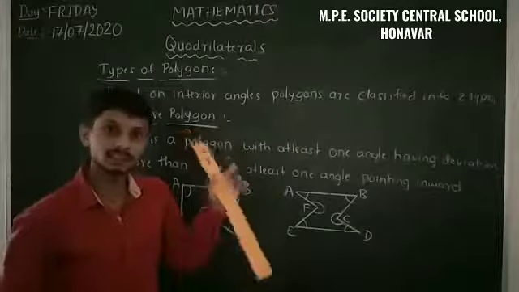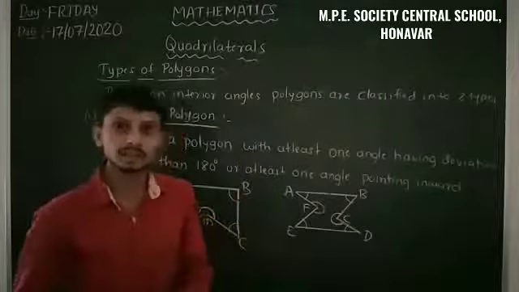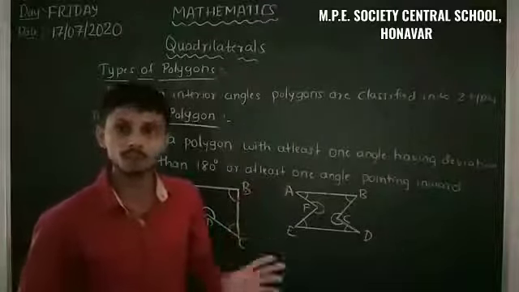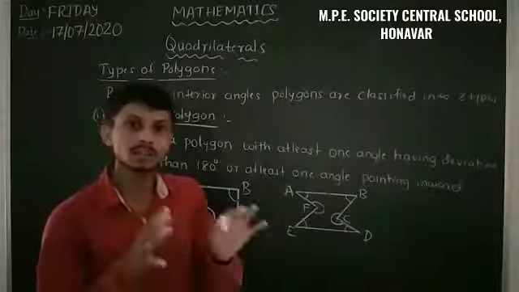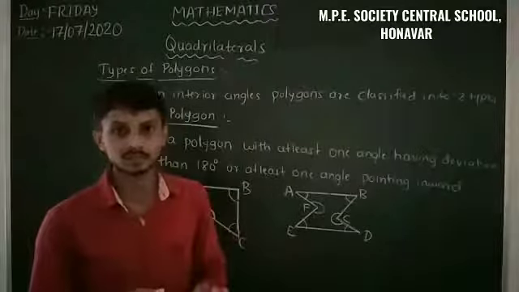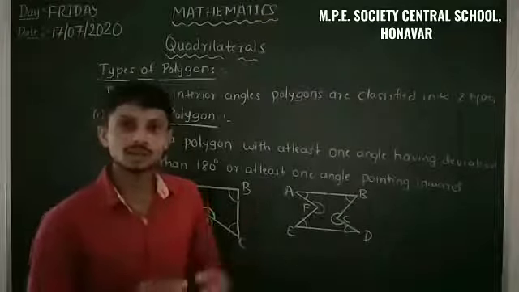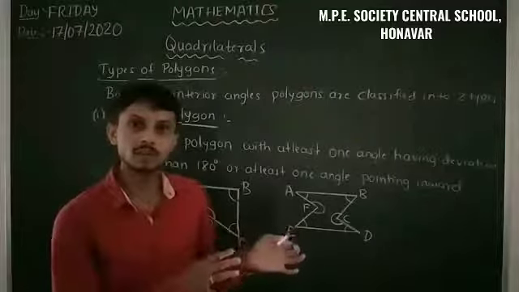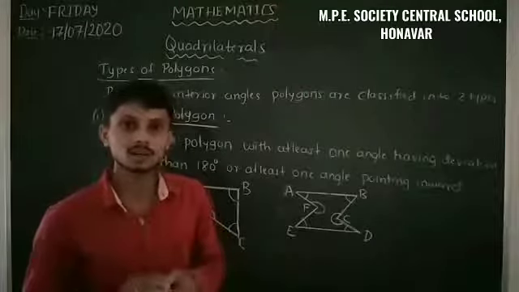So these are the two categories, the two types of polygons based on interior angles. That is, one is the convex polygon and another one is the concave polygon.